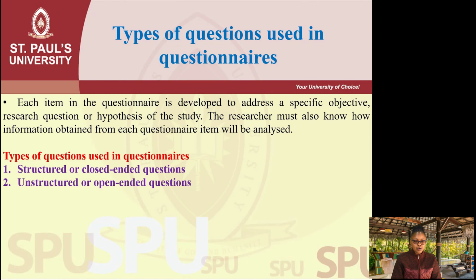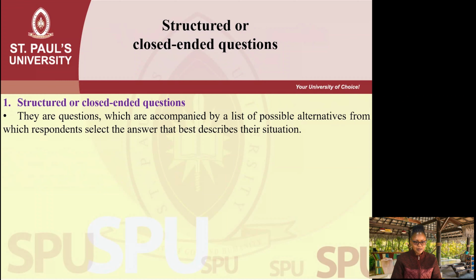Now, there are two types of questions that you will find in a questionnaire. One is either a structured or a closed-ended question, and the other one is an unstructured or an open-ended question. So when you get a questionnaire, try to look through what type of questions are there. Are they structured or closed? Are they unstructured or open-ended? And what do we mean by that? When you talk about structured or close-ended questions, these are questions that are accompanied by a list of possible alternatives from which the respondents can choose.